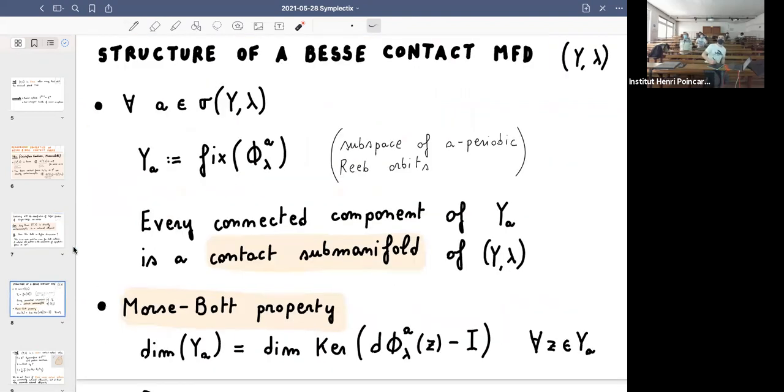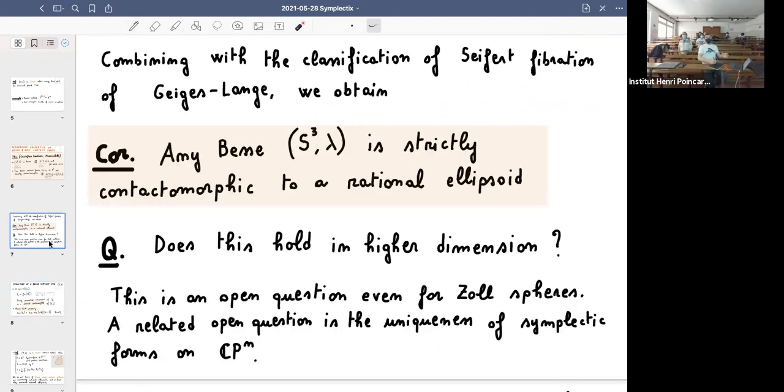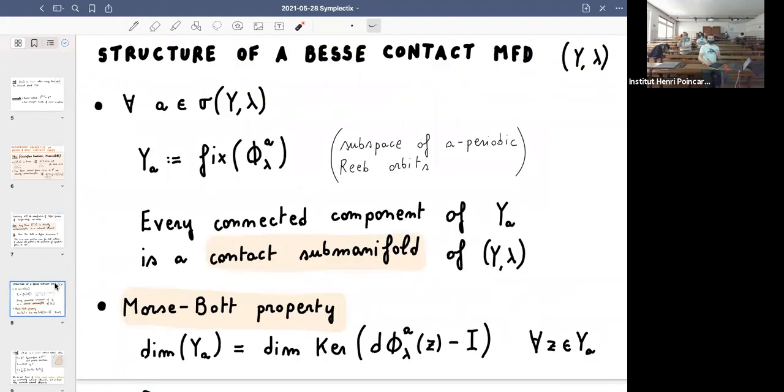More questions? So as I said, I cannot answer this question in, say, arbitrary dimension, not even for Zoll spheres. So the first theorem that I'm going to present today goes in the direction of answering yes to this question, although it's still a long way to say yes. So my first theorem will show that there's some resemblance between Besse spheres and rational ellipsoids beyond the obvious.